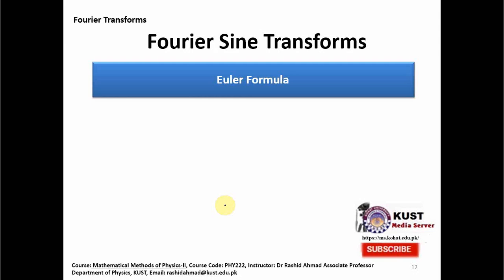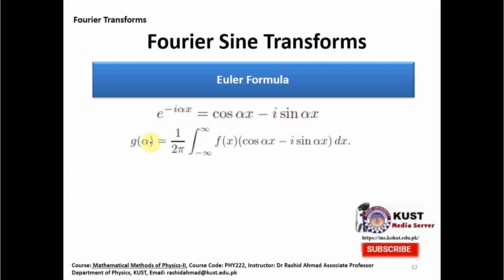Because we know the Euler formula, and the Euler formula gives us that e to the power minus i alpha x could be written as cos alpha x minus iota sine alpha x, and we can just put it into the definition of g of alpha, which is equal to 1 over 2 pi, minus infinity to plus infinity, and you can just replace this exponential with the cos alpha x and iota sine alpha x.